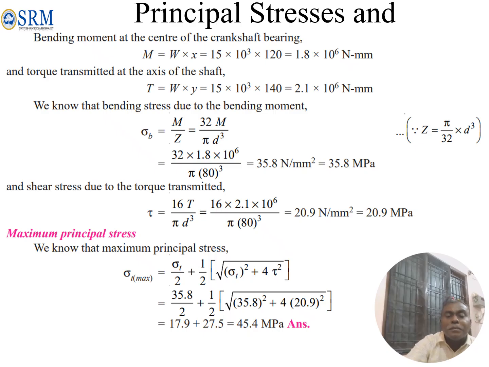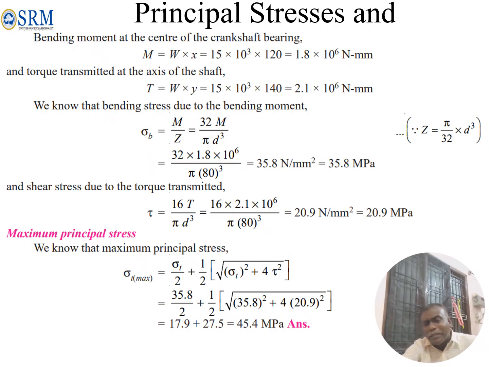So bending stress sigma b equals M by Z, that is 32 M by pi d cube. These formulas we discussed in the mechanics of solids unit, design of shaft. And the value is 35.8 megapascal. Then the shear stress due to torque, tau equals 16 T by pi d cube, that is 20.9 megapascal.